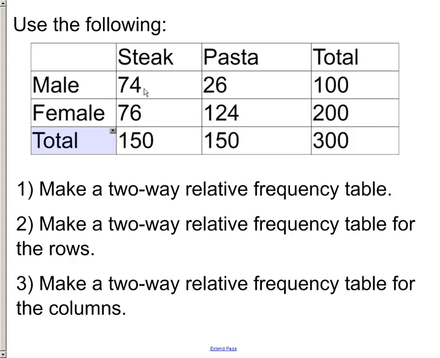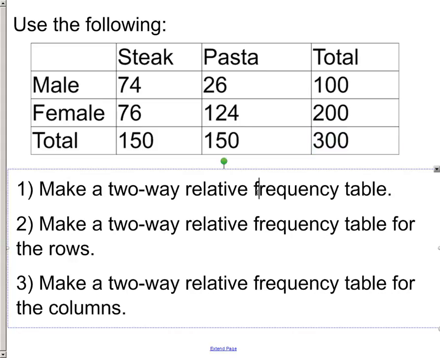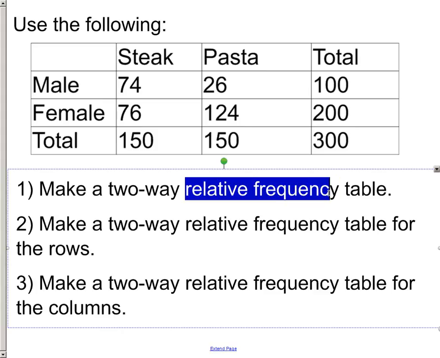We add these two numbers up and it becomes 150. 26 plus 124 is 150, and 100 plus 200 is 300. So that's how a two-way table works, and it's pretty helpful. You can get a lot of information from it. But if I said, could you make a two-way relative frequency table? A relative frequency table, that's referring to, can we turn it into percents for the most part?